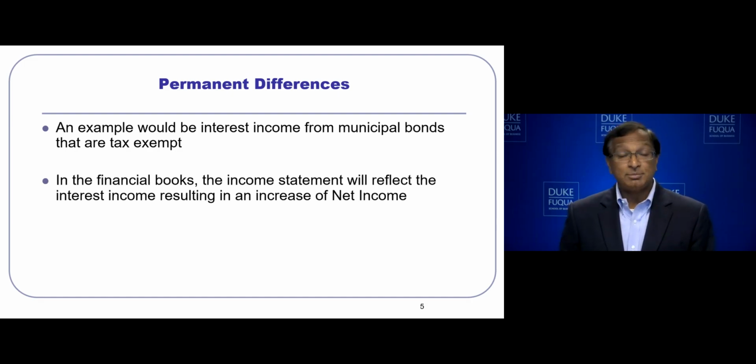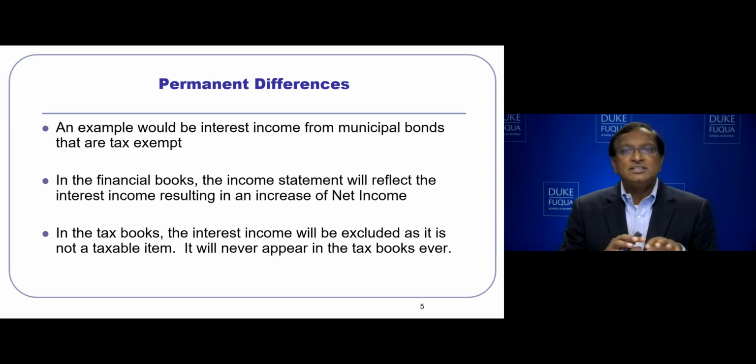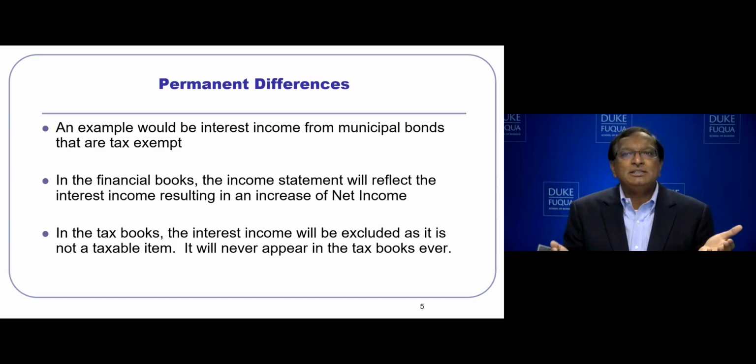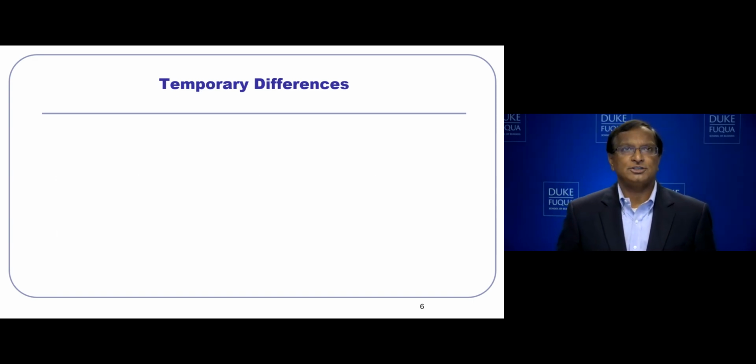In the financial statements, of course, you have to record the interest income because this is income generated, and that will result in an increase of net income. However, in the tax books, this interest income will not appear because it will be excluded as non-taxable according to the tax code. It will never appear in the tax books ever. So the financial statements and the tax books will always be different with these permanent differences. That's why they are called permanent differences.